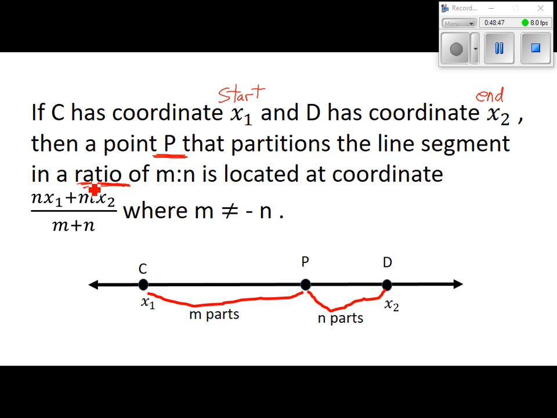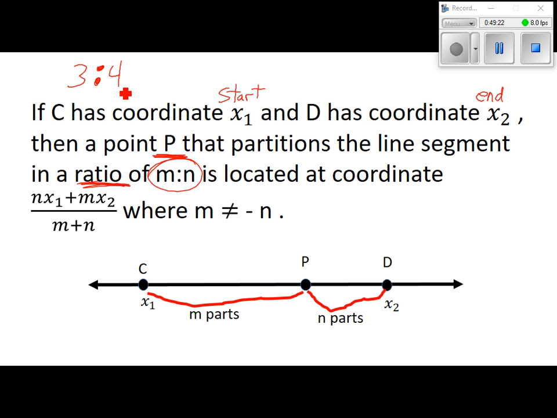This time we're given a ratio instead of a fraction. So m compared to n, right? And a ratio, if I give you a ratio, it looks like this: 3:4. It's sort of like a fraction, but what it's saying is, I get 3 parts, and you get 4 parts. So it's just separating it a little differently, right? Instead of saying 3 out of 5, now we're saying 3 parts compared to 4 parts.